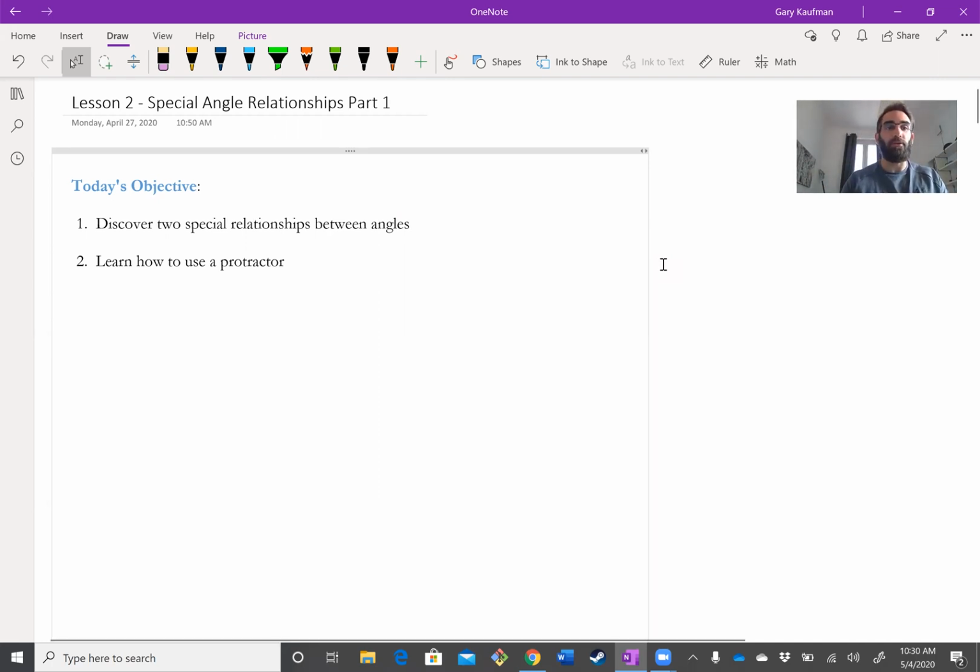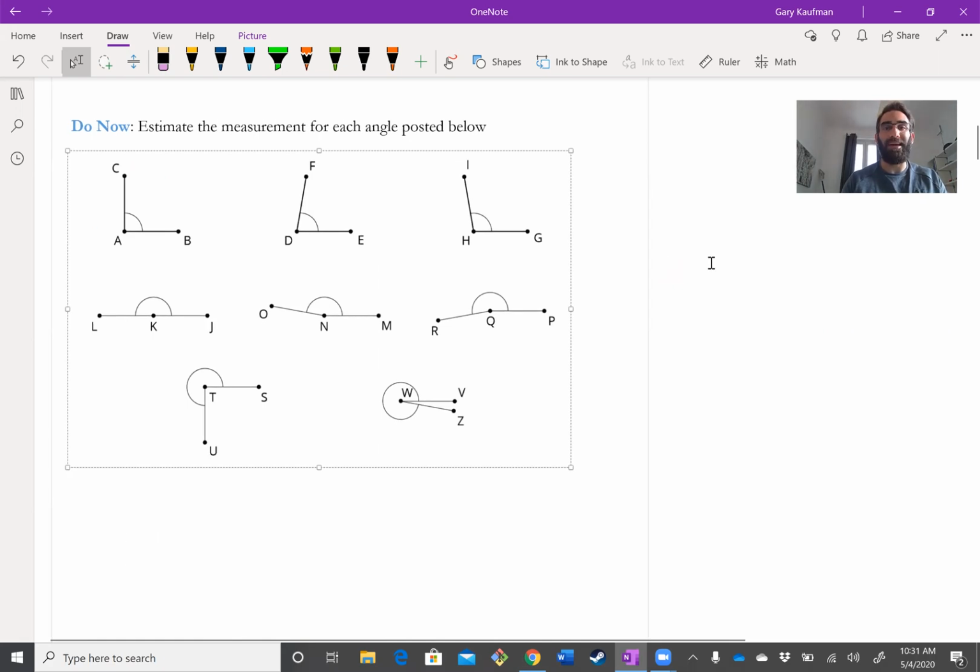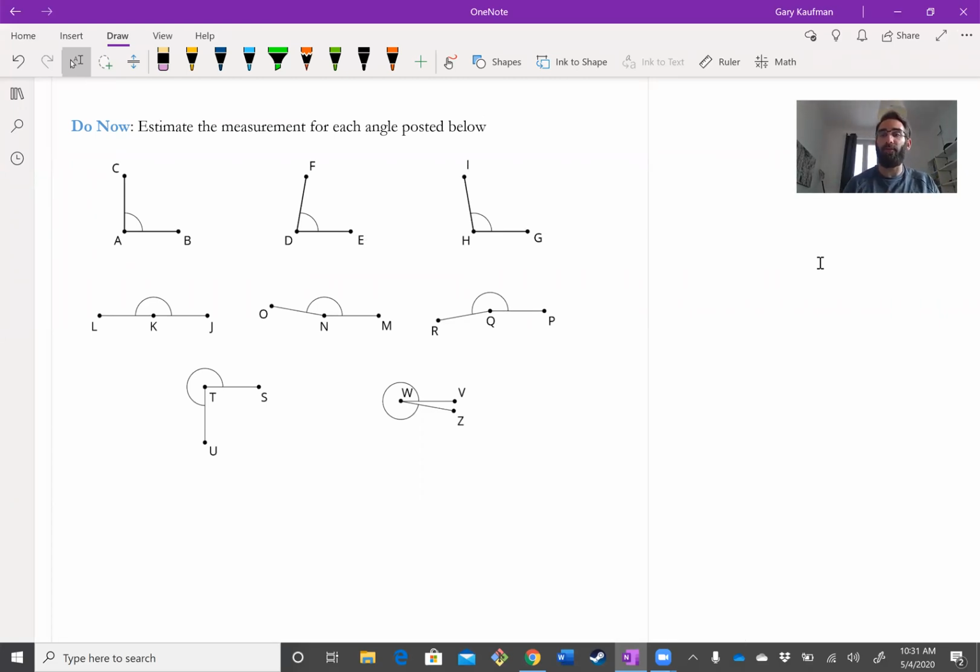Now, without further ado, I first want you to estimate the measurements of these angles. You don't have a protractor, that's why I'm having you estimate. I will mark if you are correct afterwards. I'm hoping you'll be within 5 to 10.